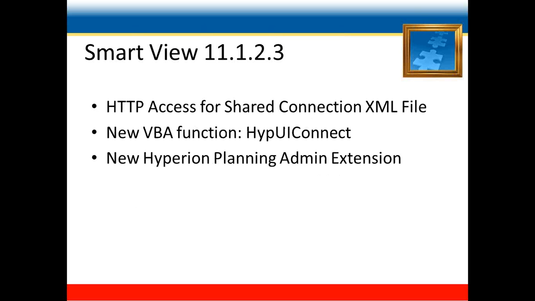SmartView 11.1.2.3 had an important feature for shared connection. It was a requirement to have HTTP access for shared connection, so this feature was introduced in this release. Using this feature, you can have HTTP access to the XML file. The file is stored on a web server, and the stored connection XML file is also the only way to connect to Oracle Business Intelligence Enterprise Edition.